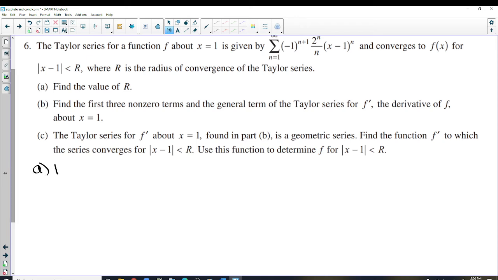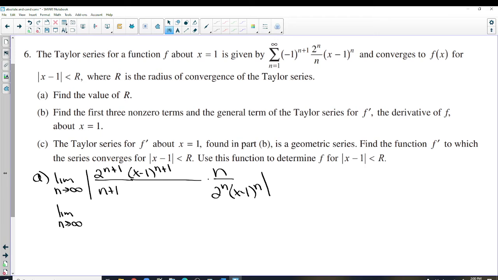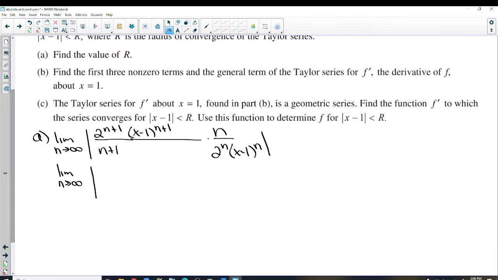So letter A, we're going to do the ratio test. Limit as n approaches infinity, absolute value of, let's go with 2 to the n plus 1 over n plus 1 and x minus 1 to the n plus 1, but then times n over 2 to the n, x minus 1 to the n. So limit as n approaches infinity, absolute value of, there's an extra 2 on top, extra x minus 1, and then n over n plus 1. So that ends up being absolute value of 2 times x minus 1.